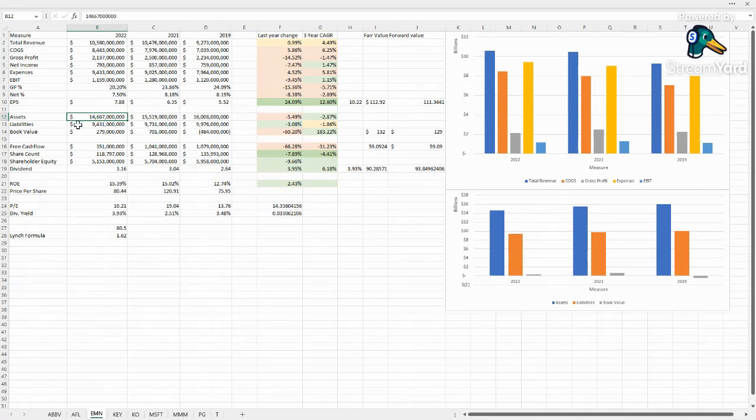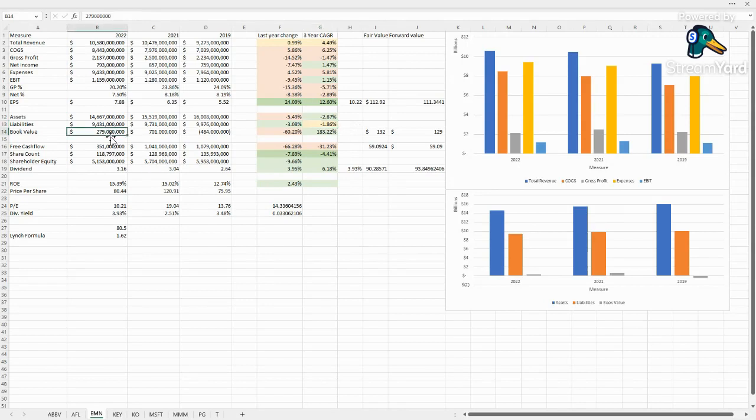And then we can move on to the assets. The assets have been declining 2.9% year over year. That is not a trend that we really like to see. The liabilities have been declining. That is a trend that we like to see. We hope to see it larger than the decline in the assets, but it is down 1.9%.